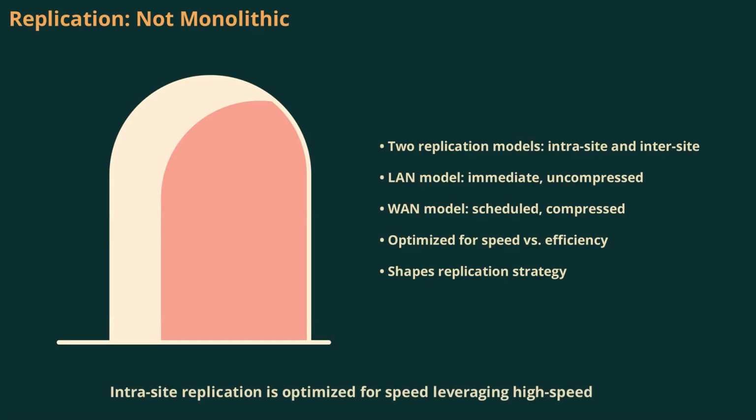Intra-site replication is optimized for speed, leveraging high-speed, reliable LAN connections to immediately propagate changes. In contrast, inter-site replication is engineered for efficiency and control, using scheduled, compressed, and cost-based mechanisms to conserve precious WAN bandwidth. This foundational difference shapes every aspect of your replication strategy.